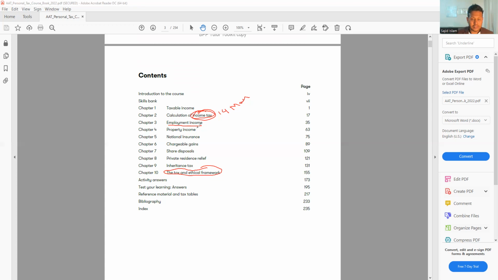Employment income is all about how you recognize employment income and how you adjust the personal allowance. You're going to learn everything from chapter number 3. Chapter number 4 is property income.